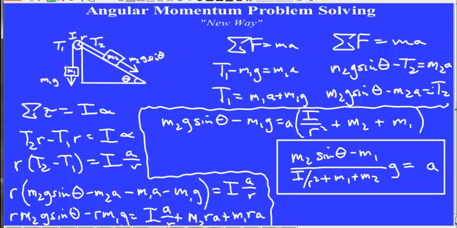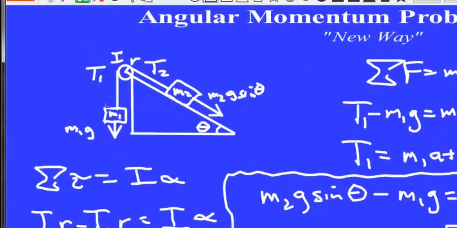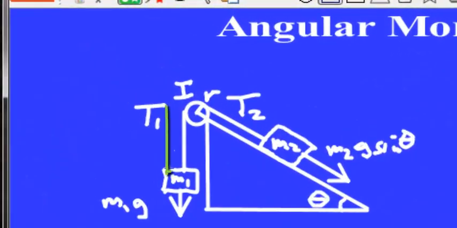I should mention that we are still making simplifying assumptions about this problem. If you just consider T1, the section of string between the pulley and M1, we are assuming that that string, and the whole string basically, is massless, right? Or that its mass is negligible compared to the rest of the blocks. Because remember, if you consider the mass of the string, there's more tension at the top because it has to support both M1 and the mass of the string under it than it is at the bottom when it just has to support M1.